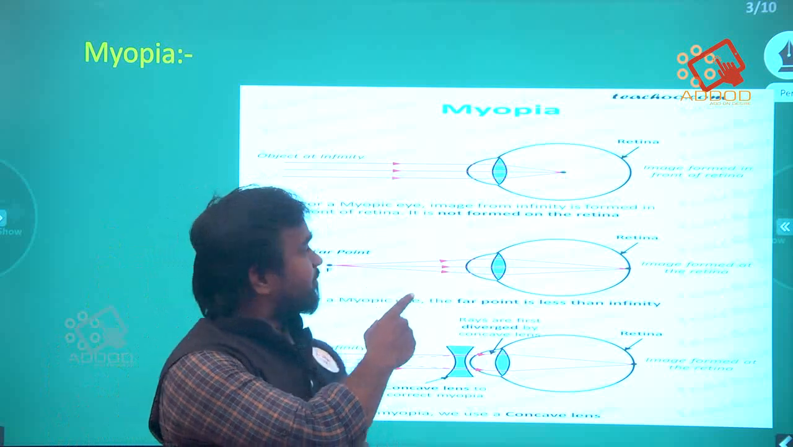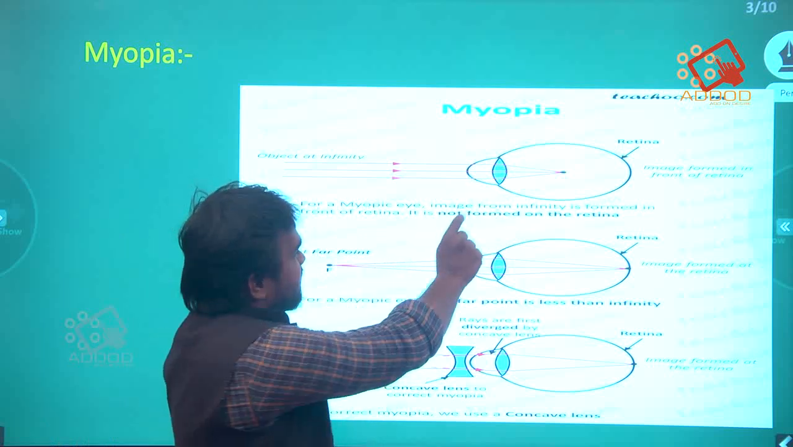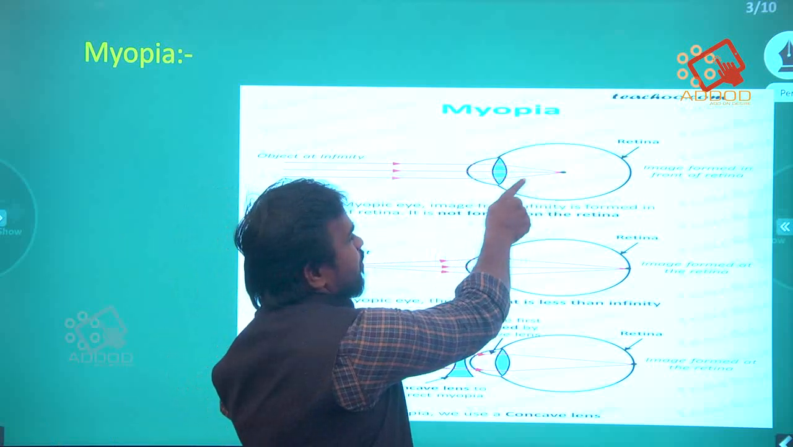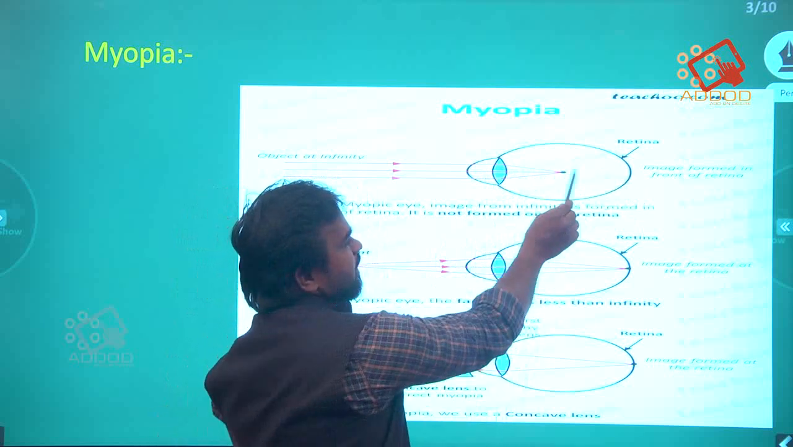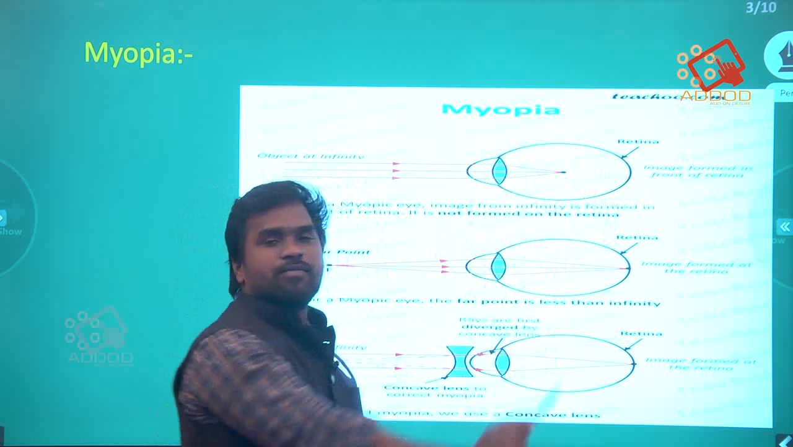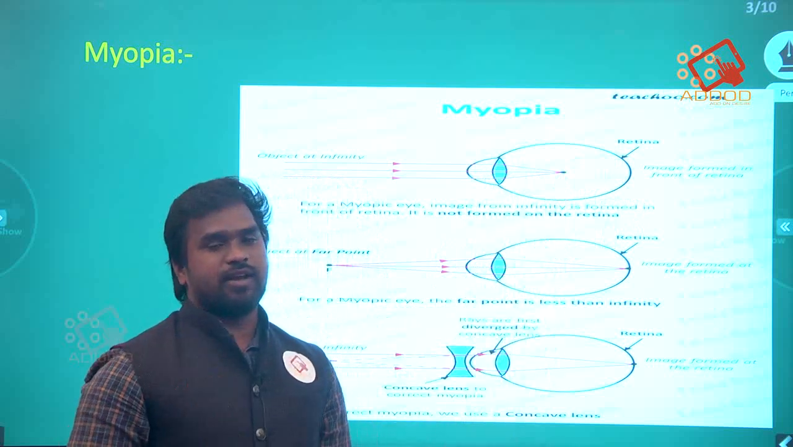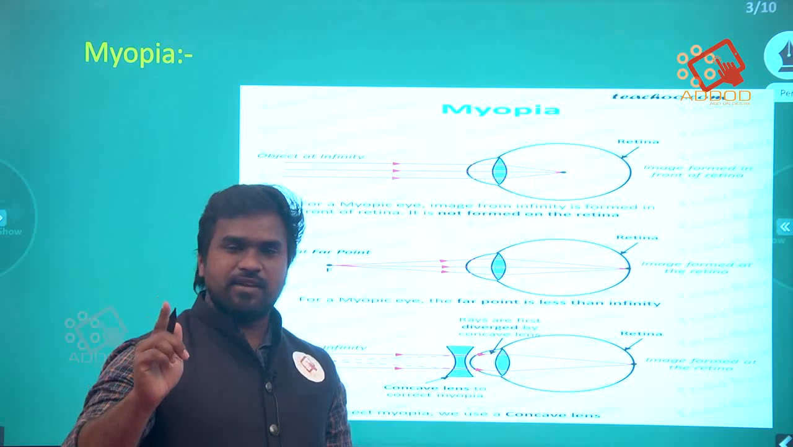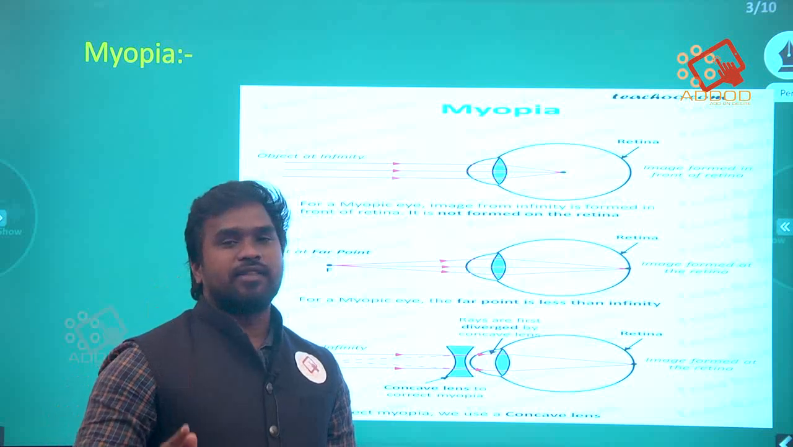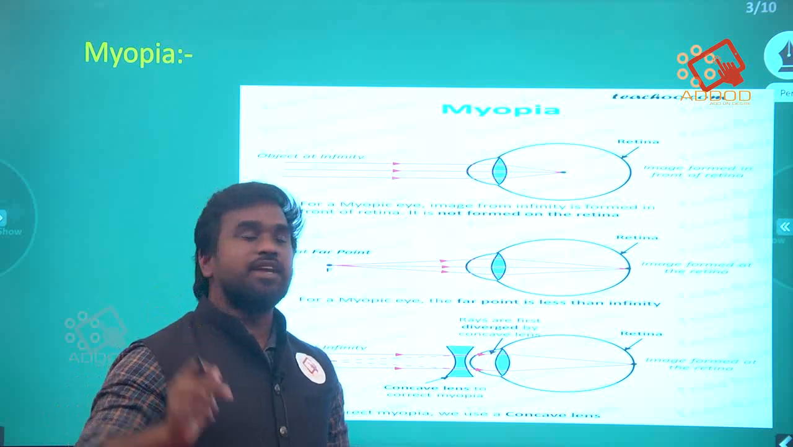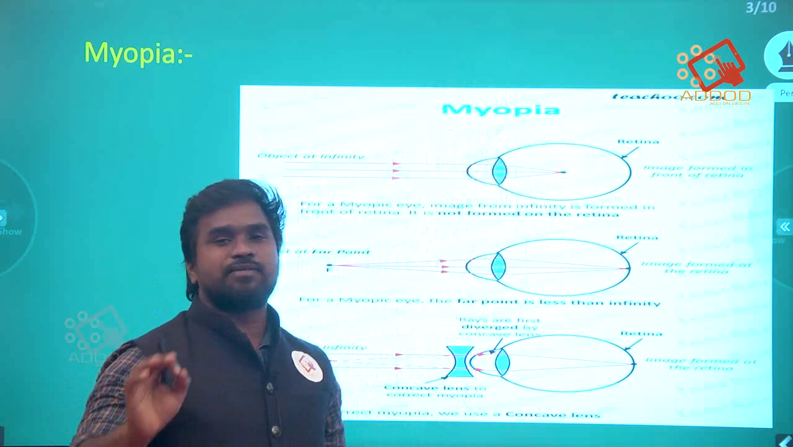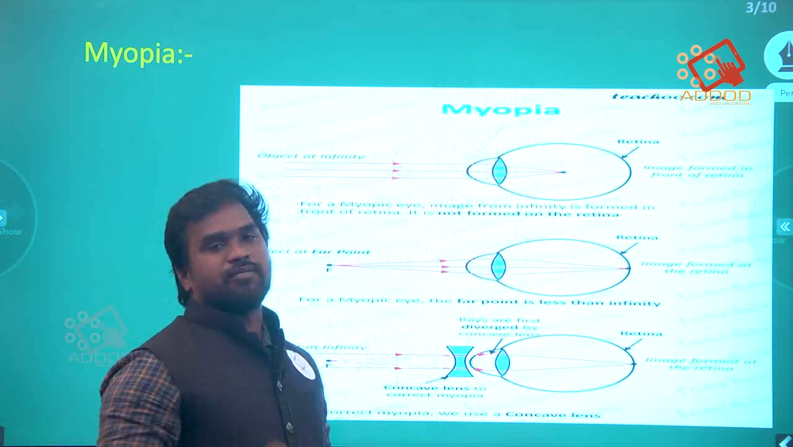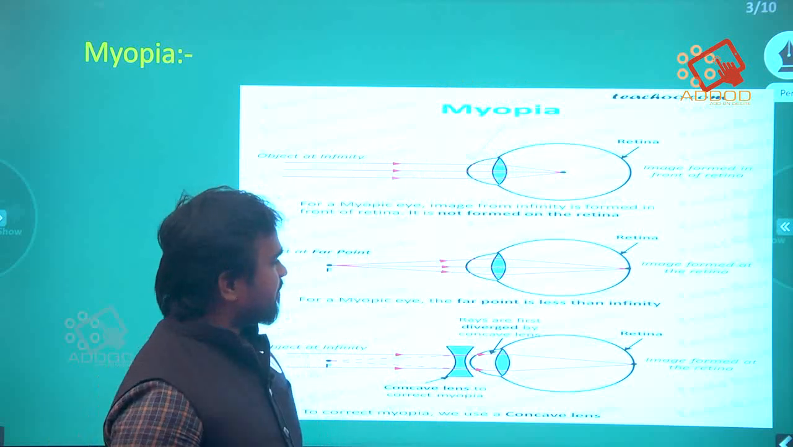See the first diagram. The eye lens forms the image before the retina. This is the retina. When a person is affected by myopia, the eye lens forms the image before the retina. This diagram explains what happens if a person is affected by myopia. Next, see the next diagram.